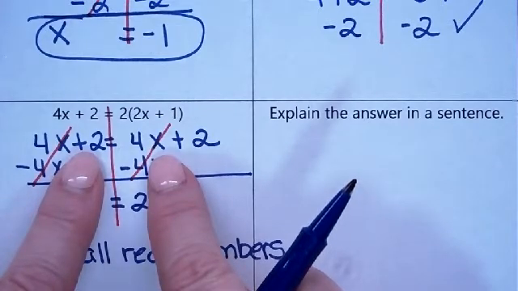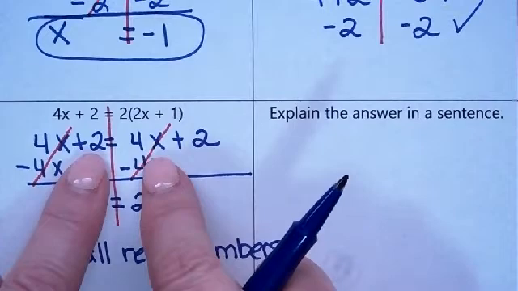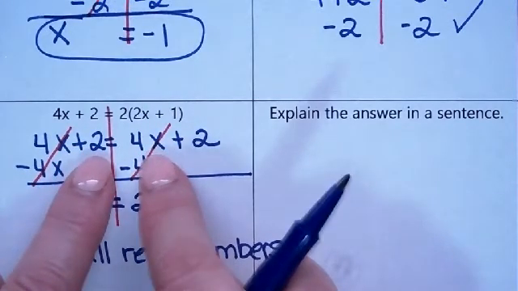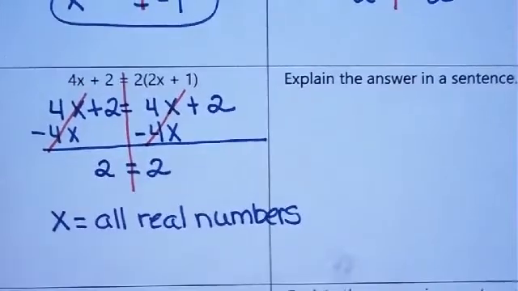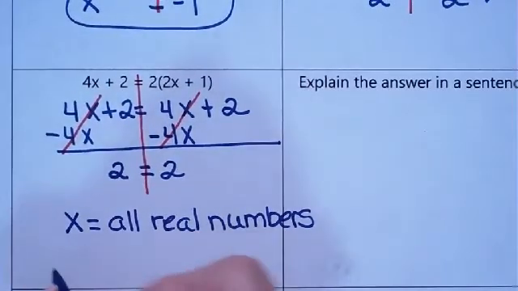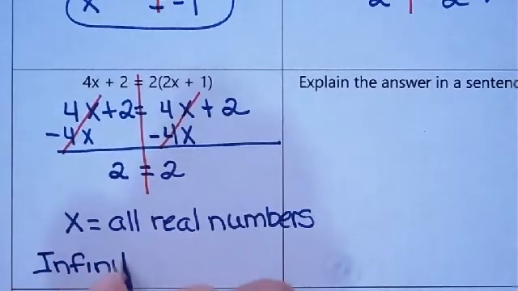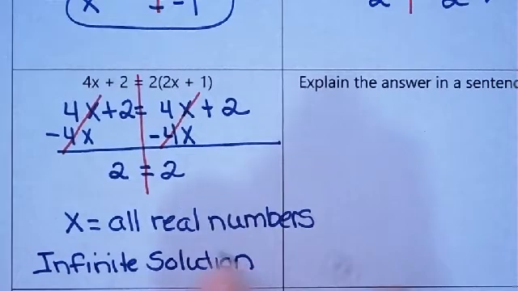Okay? You will never find a number that you could put into this problem that the left side would not equal the right side because they really are identical. Now, we say that the value of x is all real numbers because every number works. Okay? But sometimes they will also say that it has infinite solutions. Now, what does that mean?